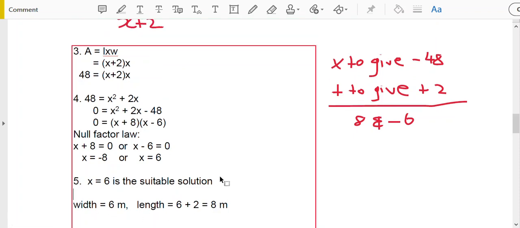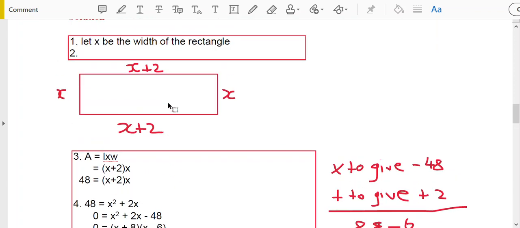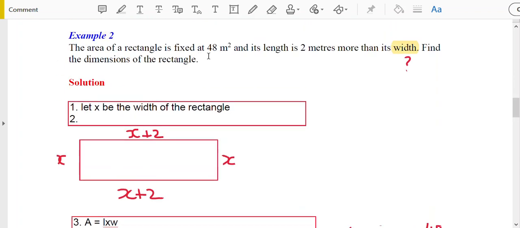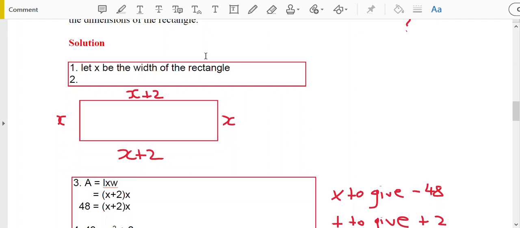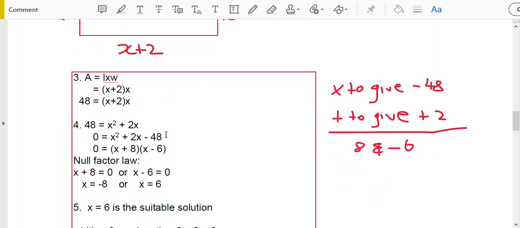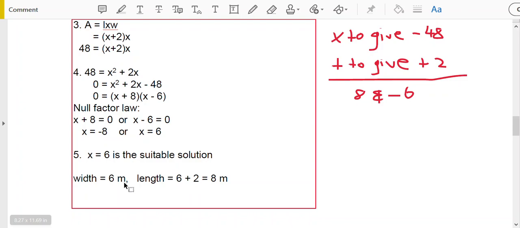So you can see how we've used quadratics to represent this problem and use our factorization techniques to solve the equation and to find an answer to the problem.